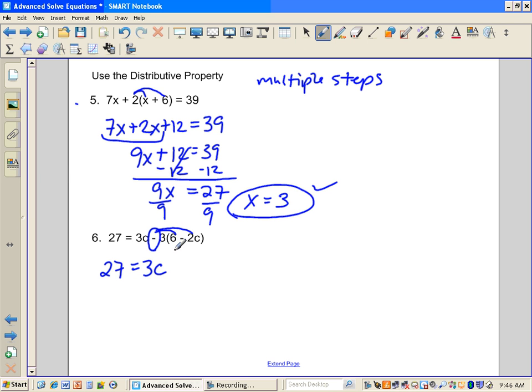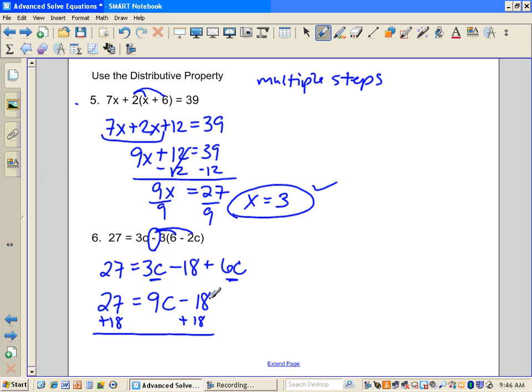So -3 times 6 is going to be -18. -3 times -2 is positive 6c. Well, I have a 3c and a 6c, so I can combine those to be 9c. Still have minus 18. Get the c by itself, so let's add 18 to both sides. 9c is equal to, let's see, so that's going to be 15, carry on 45, divide by 9, c is equal to 5.